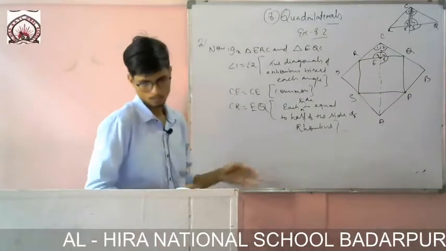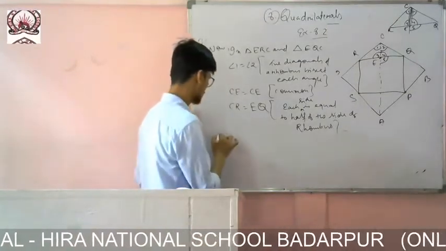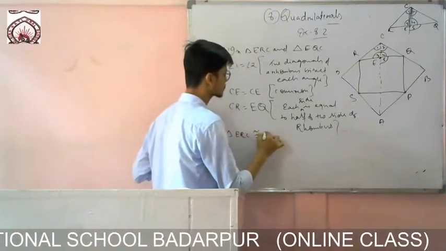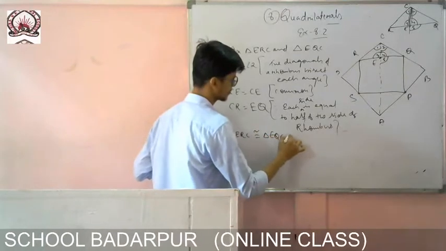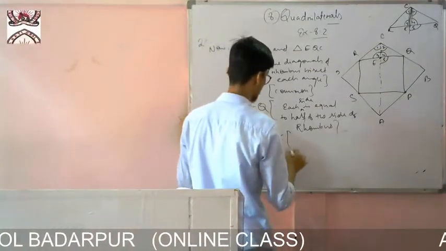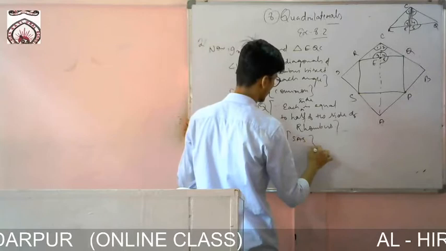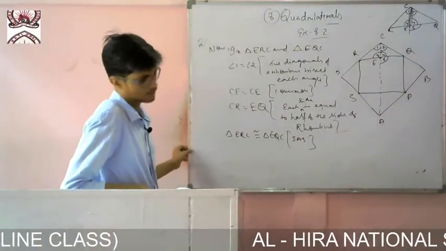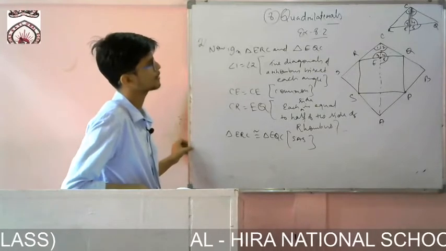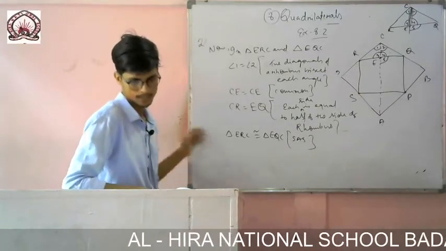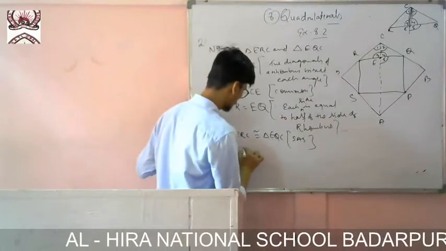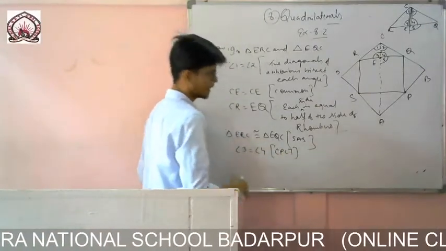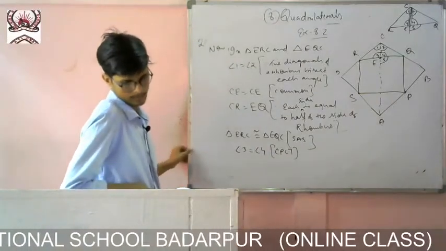So now what we have shown? We have shown that these two triangles are congruent. So triangle ERC is congruent to triangle EQC, and the postulate will be angle-side-angle, okay, by SAS. Now if these two triangles are congruent, then I can write that angle 3 will be equal to angle 4. Okay.